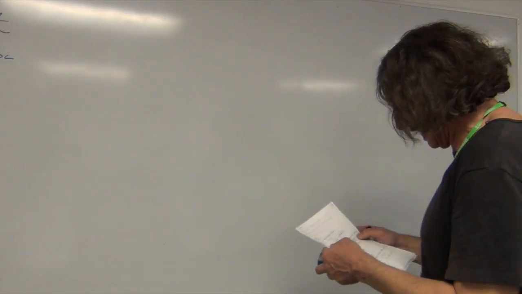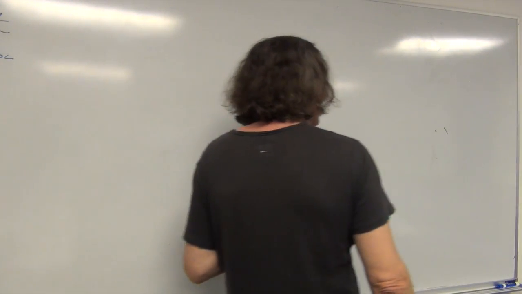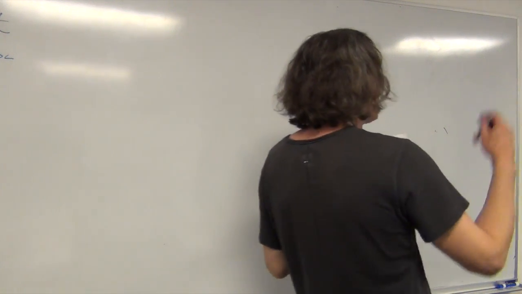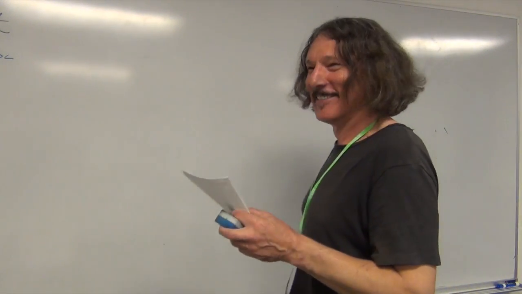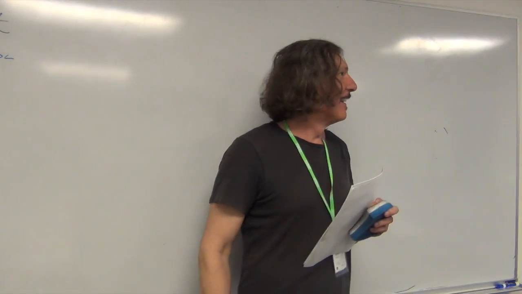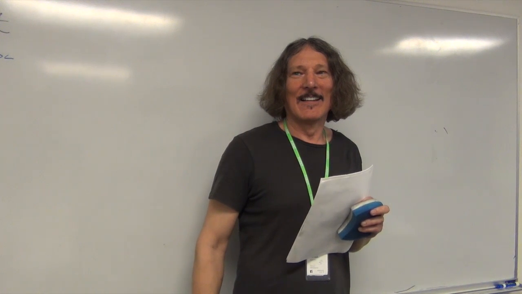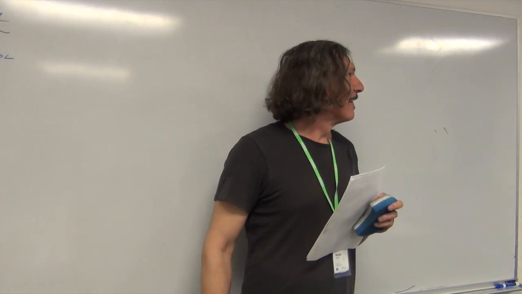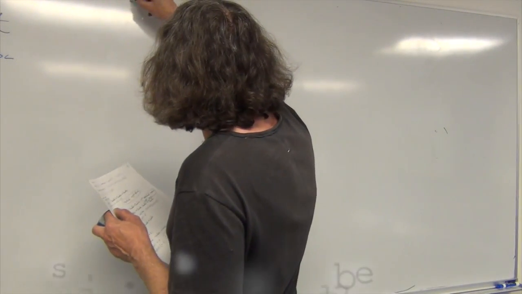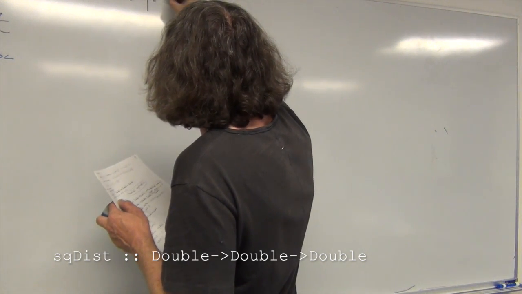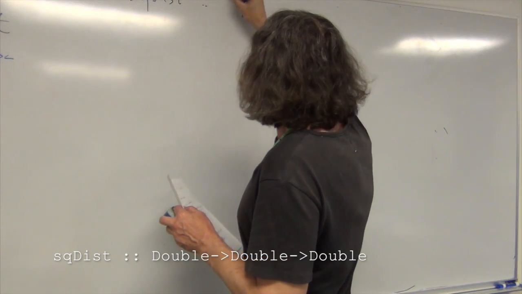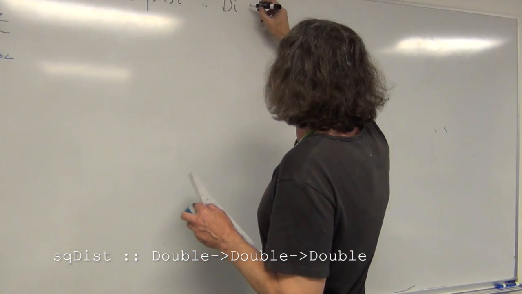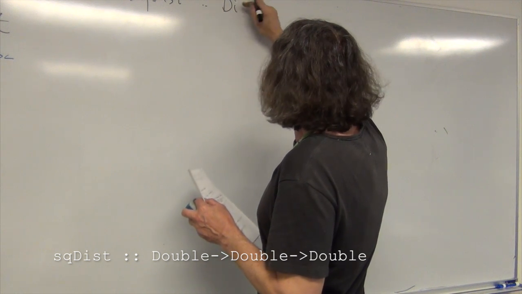Flip comma works, but it doesn't take a couple, it takes individual arguments. Currying is what we're getting onto right now. So let me write the square distance again. This is my workhorse function. At some point we defined it. We just forced it to be double.